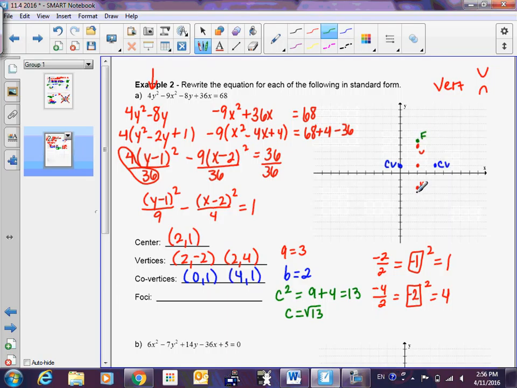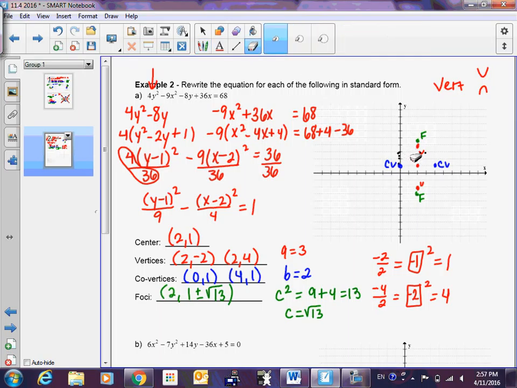Now I'm kind of working this problem in a slightly different order, but I wanted to go ahead and get all these points. And when you're writing that down, remember, you're just going to go 1 plus or minus root 13. 1 plus root 13 gives you the focus up here. 1 minus root 13 gives you the focus down here.